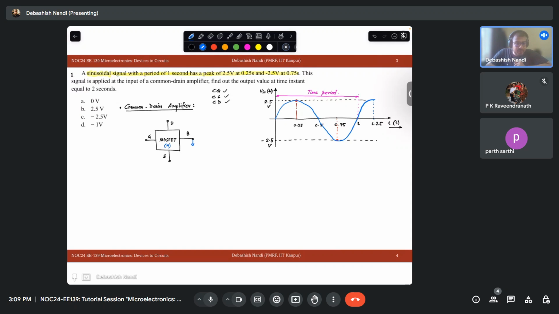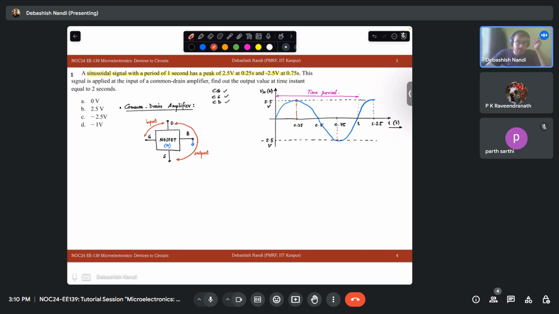So can you tell me between which 2 terminals I should have the input for a common drain? So common drain means this will be one case, this will be another case. So let's say this is your input and this is your output.